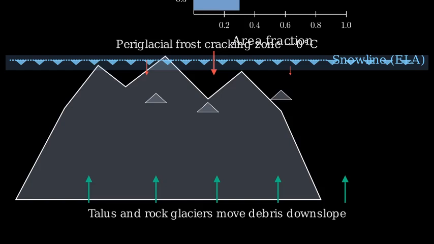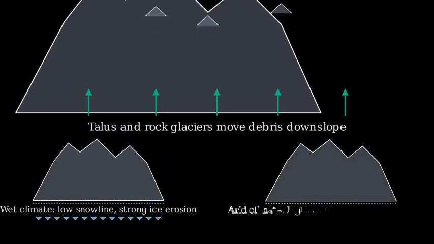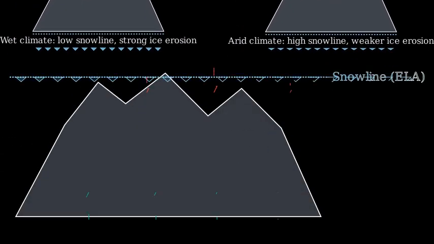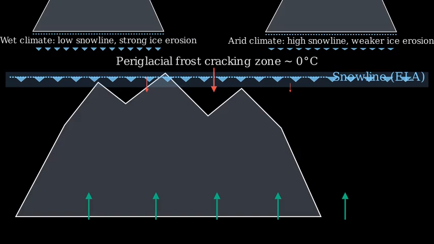Climate matters. In wet, strongly glaciated ranges, peaks cluster near the snowline. In arid ranges, glaciers are weak and peaks can grow taller. Through time, climate oscillates. During the last glacial maximum, the snowline dropped and ice expanded. Peaks above the line were trimmed faster.